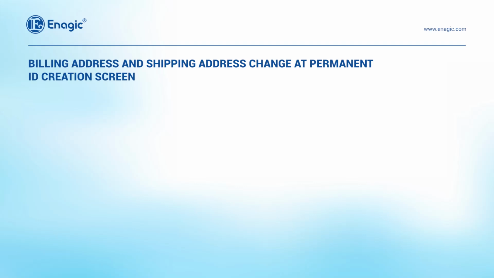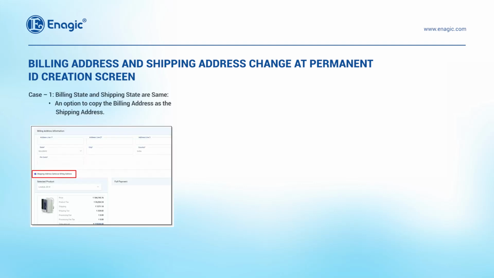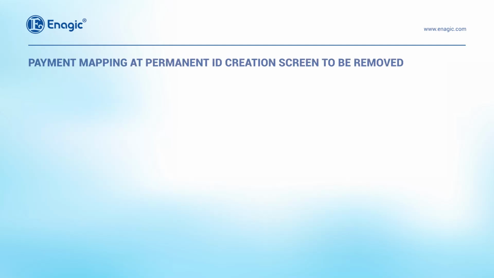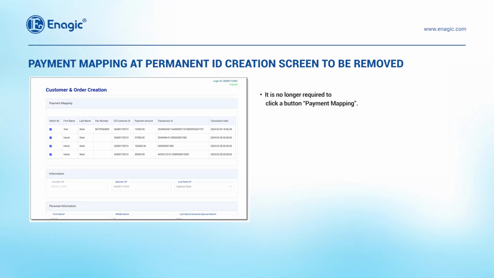Billing address and shipping address change at the permanent ID creation screen. Case 1. Billing state and shipping state are the same: an option to copy the billing address as the shipping address. Case 2. Billing state and shipping state are different: input the full billing address and shipping address. Payment mapping at the permanent ID creation screen is removed. It is no longer required to click a payment mapping button.